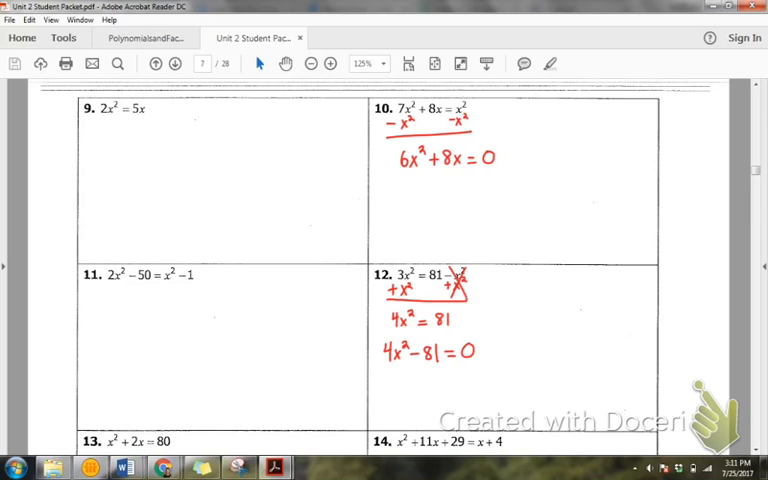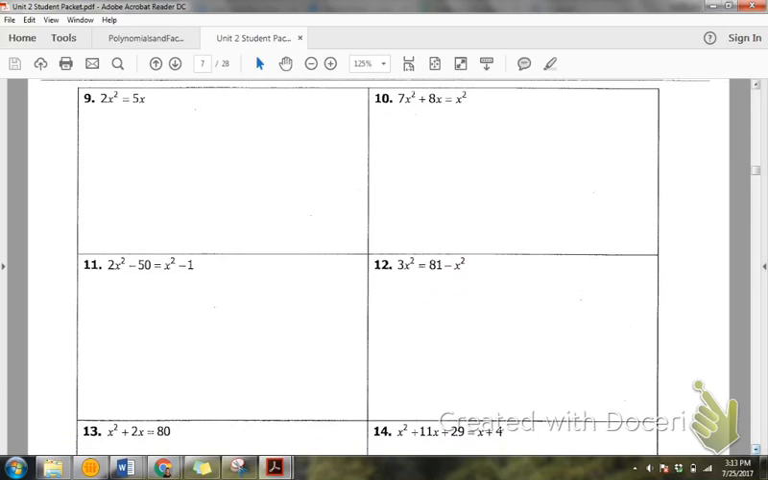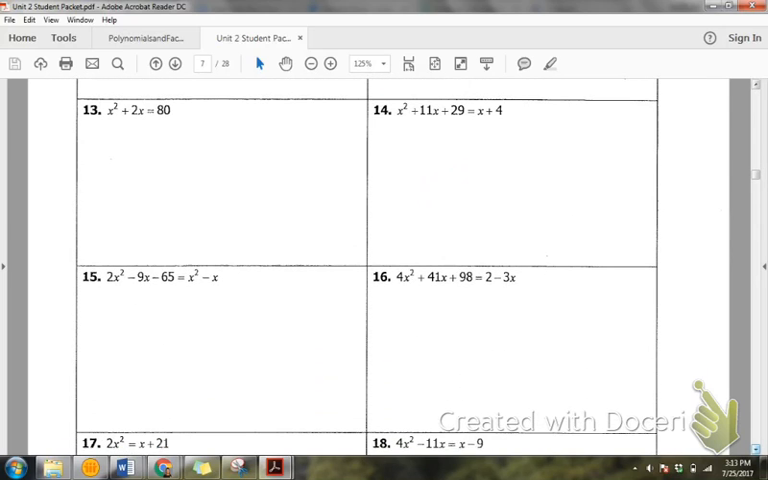Okay? Let's look at 14. What are we going to do on 14 first? Just do things one at a time. Okay, let's subtract x over. On 14, let's go ahead and subtract our x over. I would put it under the 11, so you're putting it under the like terms. So I have x squared plus 10x plus 29 equals 4. We're still not set equal to 0.